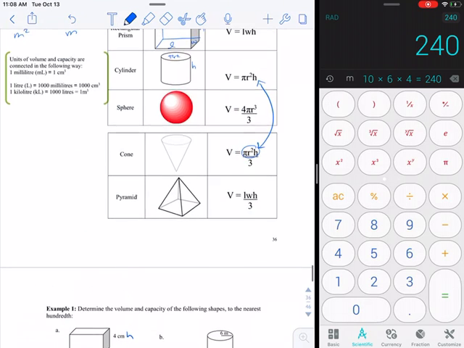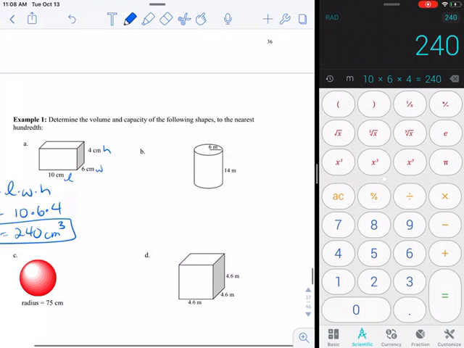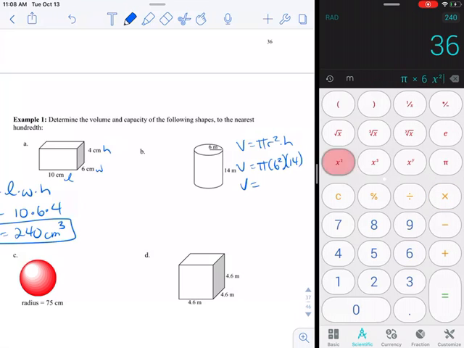The cylinder, let's look at our formula, pi r squared h. So pi times 6 squared times 14. It's a big number. And our volume is going to be 1,583.4 meters cubed.